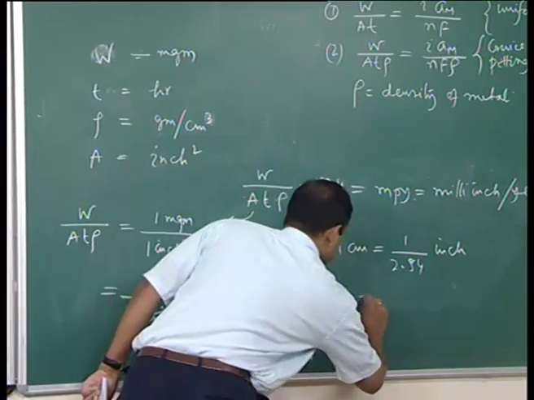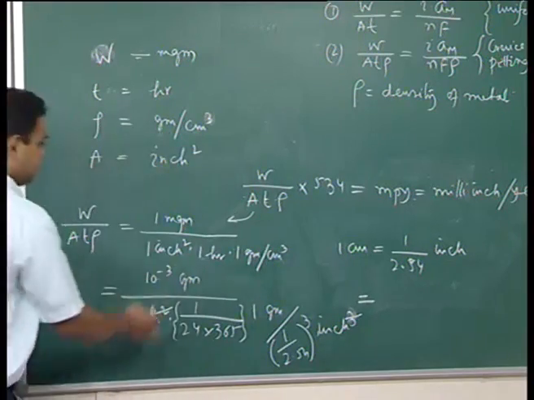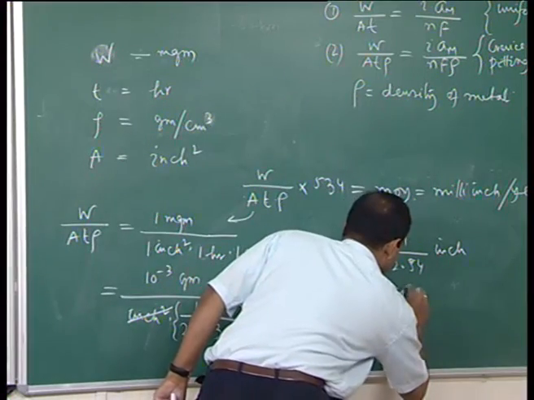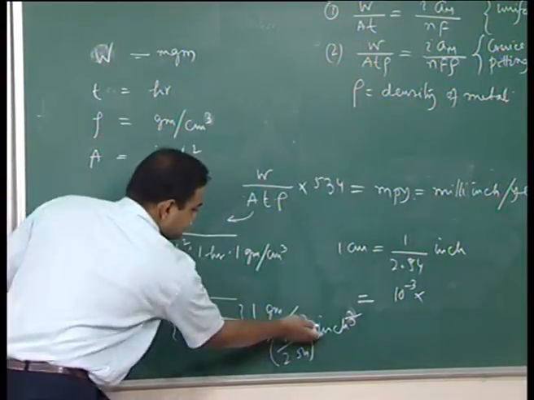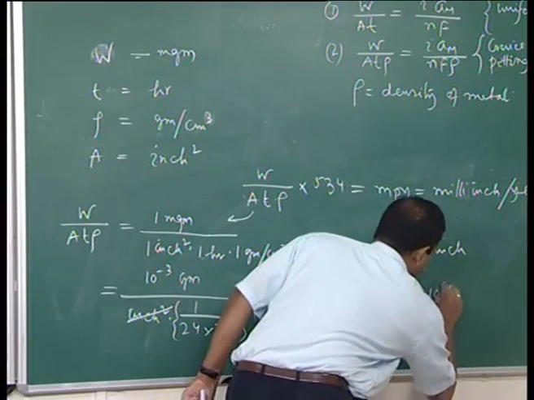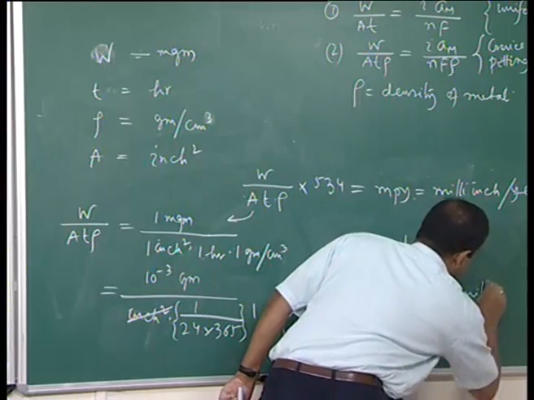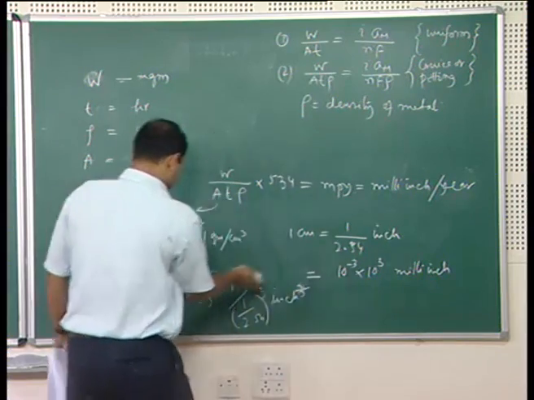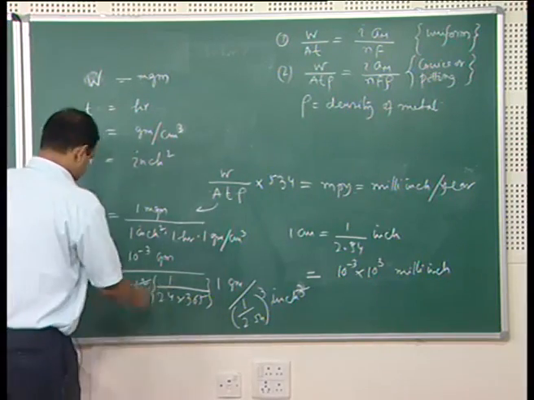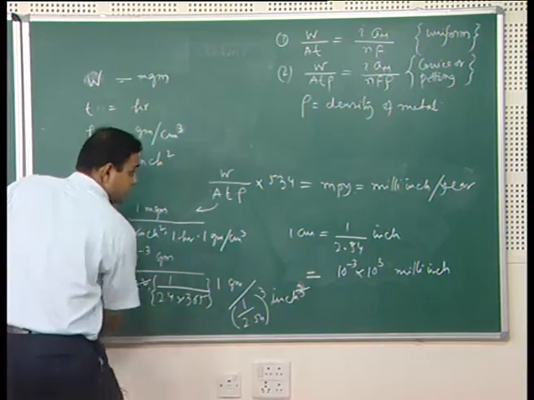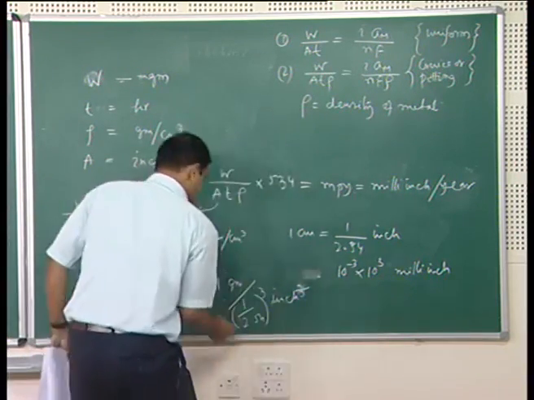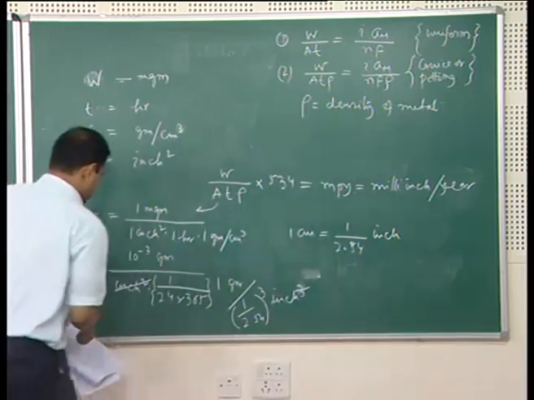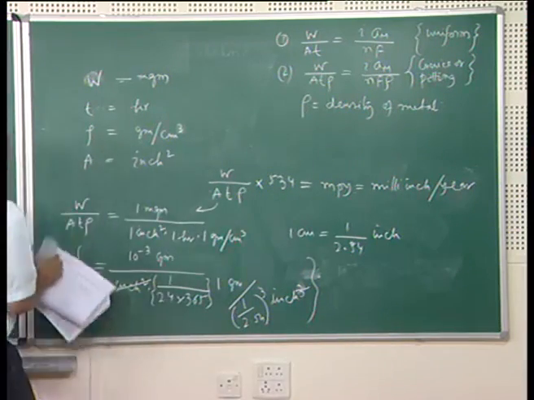Now, this inch will go in the numerator. So, 10 to the power minus 3. Now, let me convert this inch into milli-inch, into 10 to the power 3. This should become milli-inch, and then this term will also go to the numerator. So, milli-inch into, let me put this term on top.